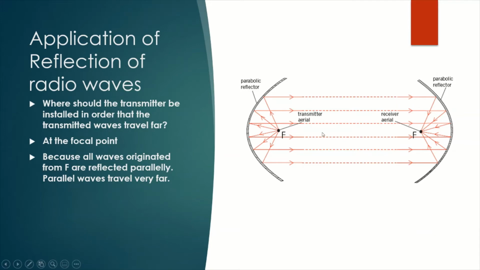Similarly, a transmitter that transmits radio wave to the receiving tower is also placed at the focal point, so that waves that originate from F, from the focal point, are reflected parallel. All waves that originate from F will be reflected parallel, and parallel rays will travel very far.